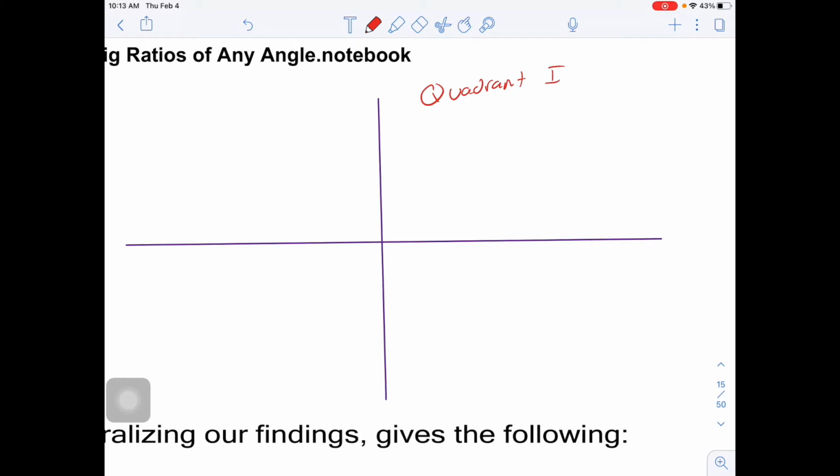This will be in quadrant 2. This will be in quadrant 3. And this will be in quadrant 4. And in each little quadrant, I didn't use Roman numerals in the rest of them, so I may as well use regular numbers there. So recognize I'm going to draw a little Cartesian plane in each thing.